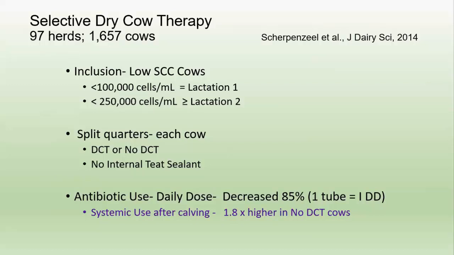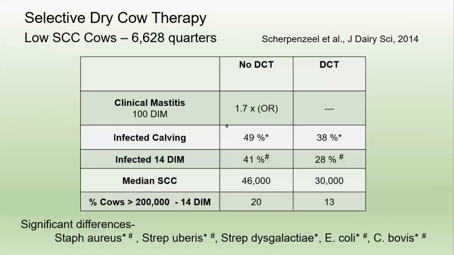However, systemic use of antibiotics after calving was almost 2 times higher in the non-dry cow therapy cows. And we'll come back to that concept in a minute.